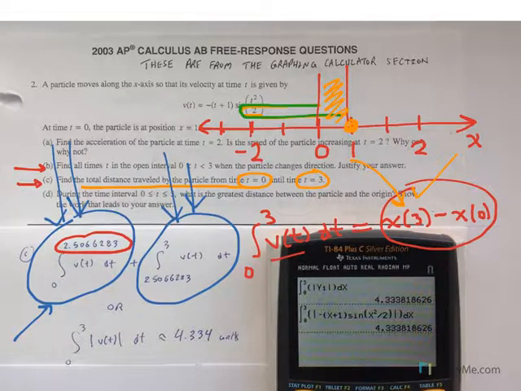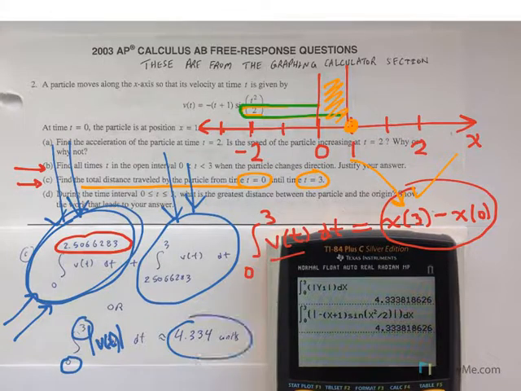So the distance the particle moves left plus the distance the particle moves right is the total distance. The faster way of doing this is to say, well, I'm taking the absolute value of what I get from here anyhow, so let me just make the integrand the absolute value of the velocity function. And when you do that and take the definite integral from 0 to 3, it will give you the total distance traveled by the particle.